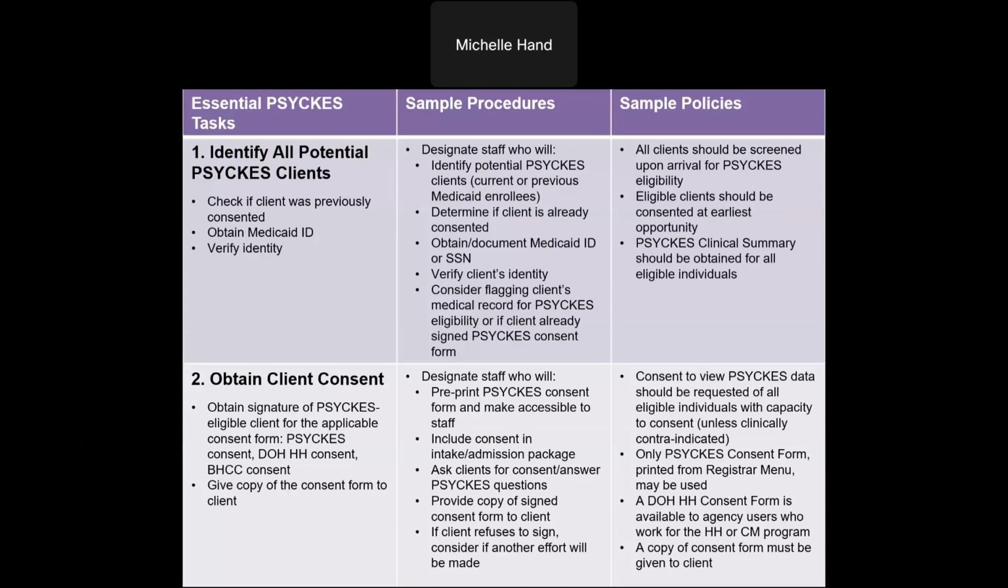for the PSYCKES consent? Now, some sample policies would be consent to view PSYCKES data should be requested of all eligible individuals that have the capacity to consent unless clinically contraindicated. Only the PSYCKES consent form may be used, and you can get that from the registrar menu, and I'll show you how to do that in a few slides. Or you can get them from our PSYCKES public website, www.psyches.org. A DOH Health Home consent form is available to agency users who work for the Health Home or Care Management Program. And then another policy would be give a copy of the signed consent form to the client.